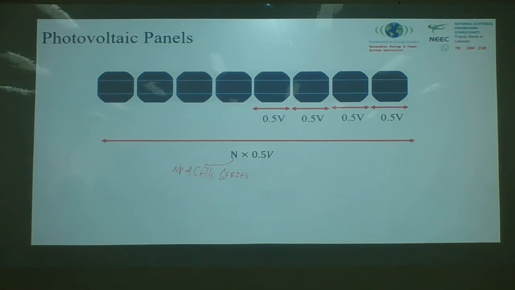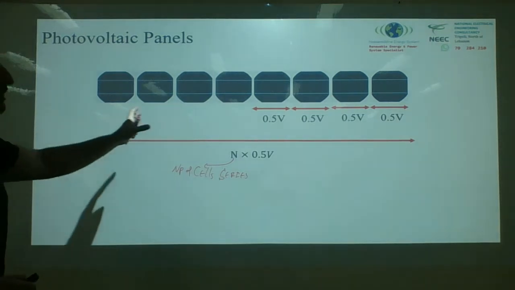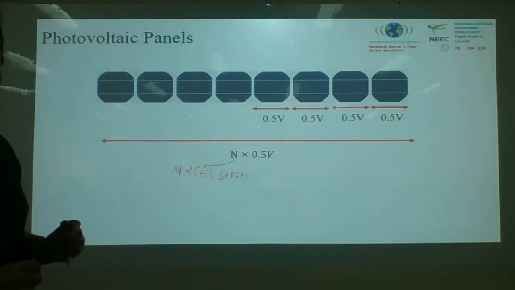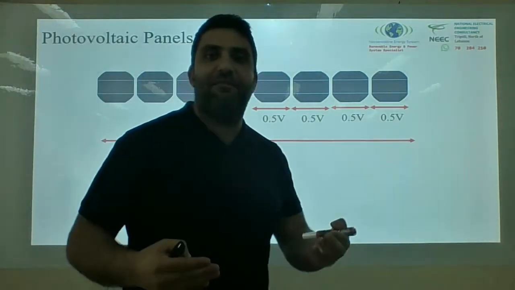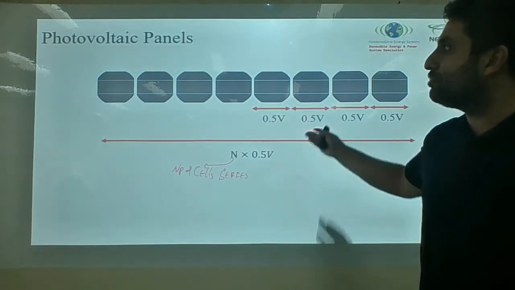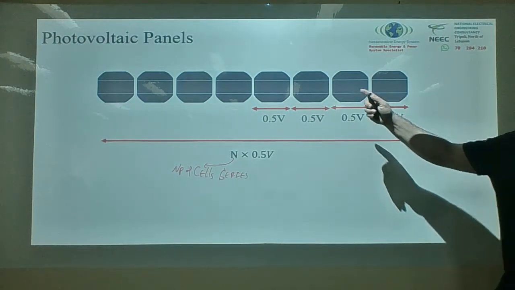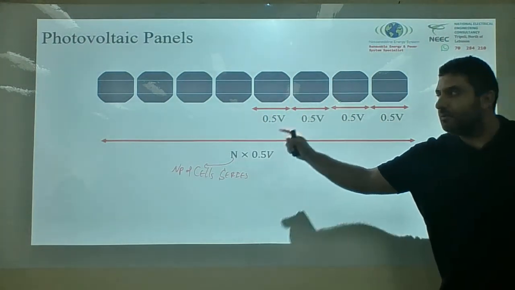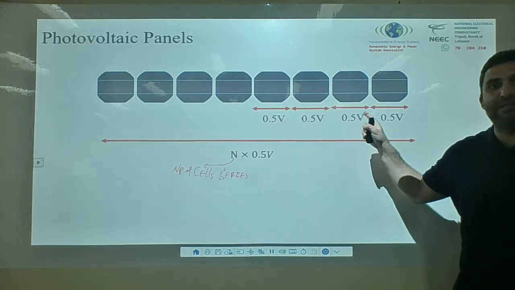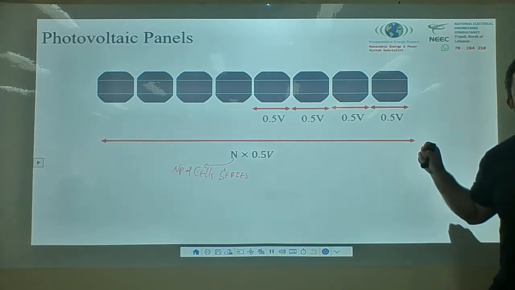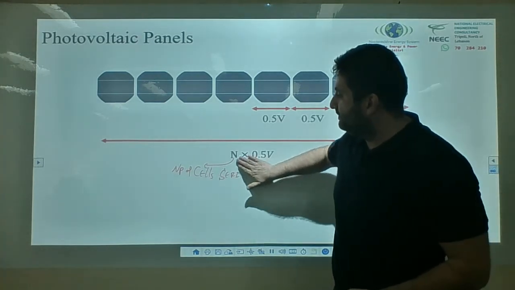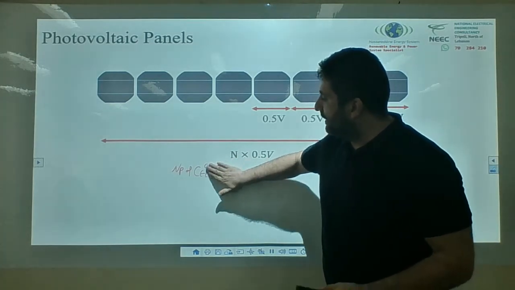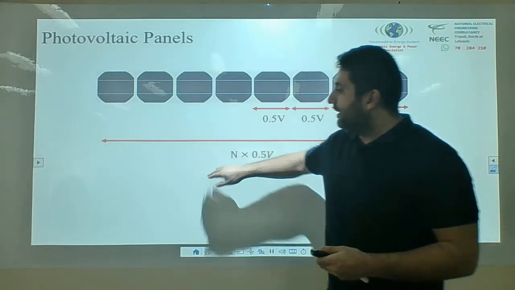So that's how we determine the voltage of a solar panel. If, for example, my solar panel has 36 or 72 cells connected in series, I do 36 multiplied by the optimum voltage of the cell. And that's how I determine these numbers. Now, I go back.